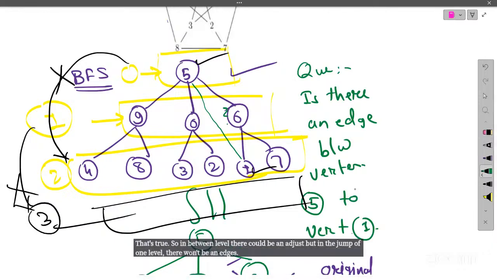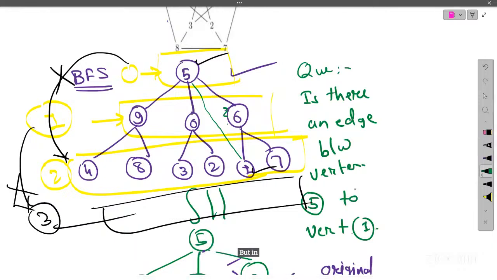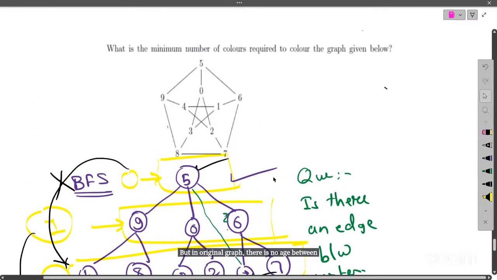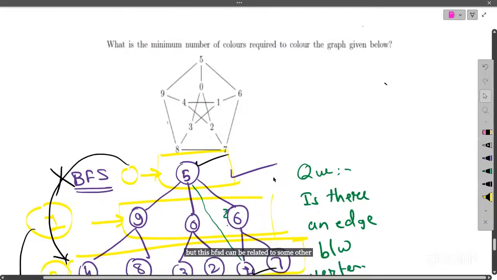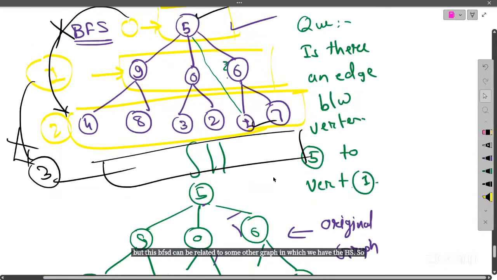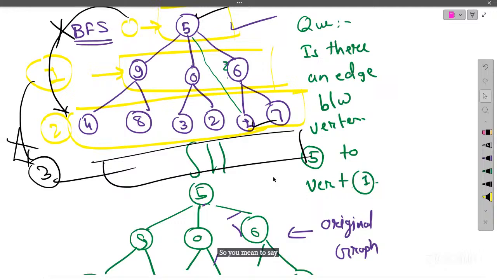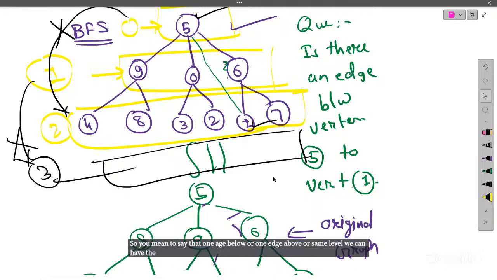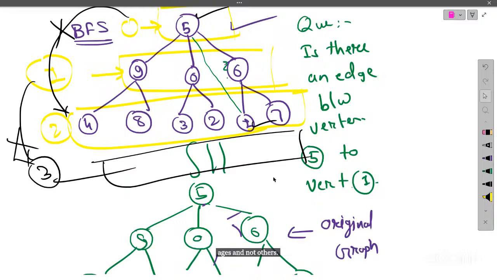But in the original graph, there is no edge between 4 and 8. But this BFS tree can be related to some other graph in which we have those edges. So forget about that graph. This BFS tree can be related to more than one graph. So you mean to say that one level below, one level above, or the same level, we can have edges, and not others. But with a jump of a level, we cannot have edges. It is for BFS, right? Not for DFS.